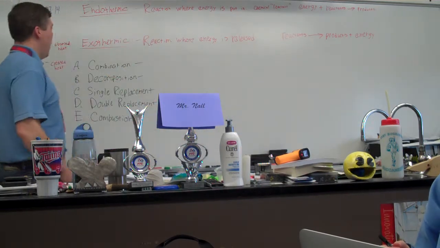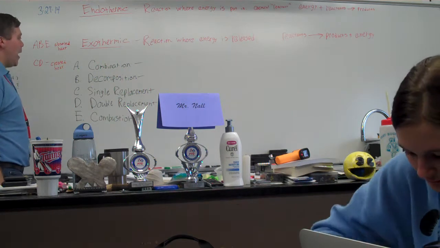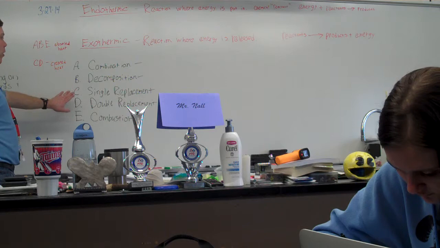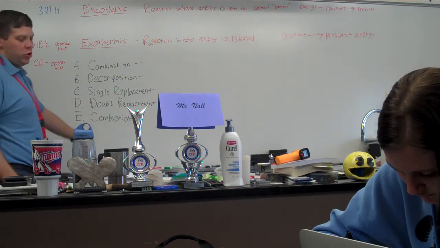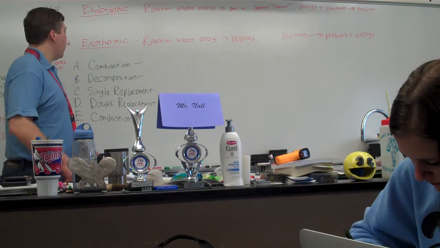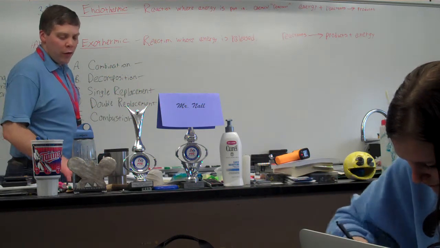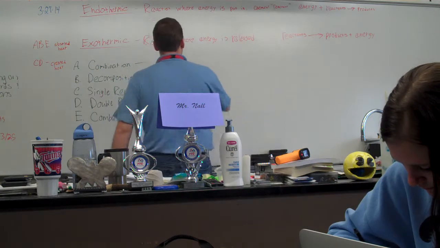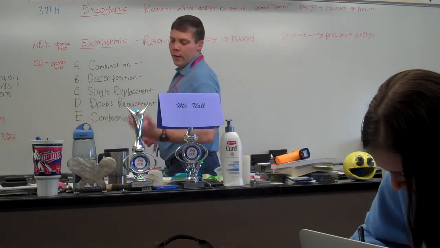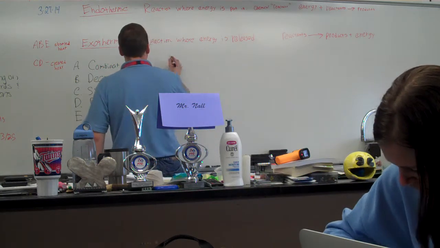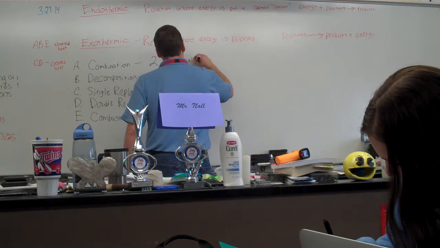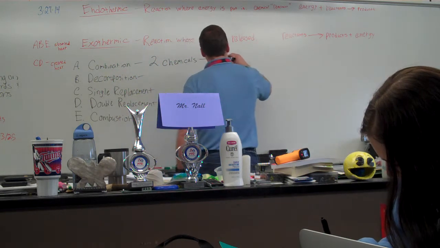Okay, now we're at the point where we're at the 5 types of reactions. We have combination, decomposition, single replacement, double replacement, and combustion. So that first category of reactions was the combination set of reactions. And what you're doing here is you're taking 2 chemicals and making one product. That's really all it is. 2 chemicals, 1 product.